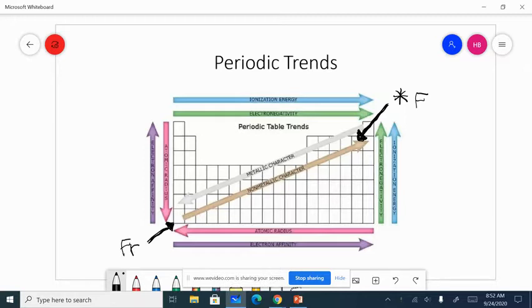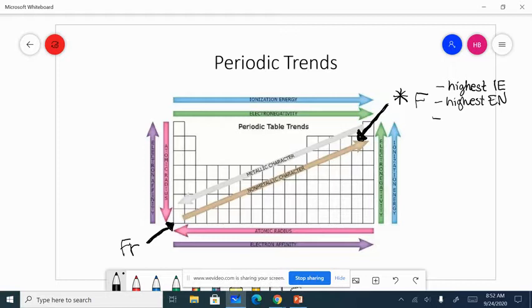A lot of times I actually use cesium because francium is not anything we're ever going to run across because he just doesn't hang around all that much. But fluorine in this corner, ignoring the noble gases, because actually the noble gases have really high ionization energy because they don't want to give up electrons at all because they have full electron shells. But if we're ignoring the noble gases, he has the highest ionization energy. He has the highest electronegativity, and that's even with the noble gases.